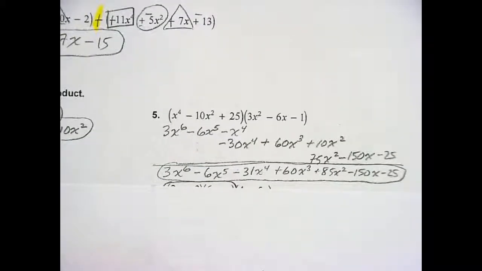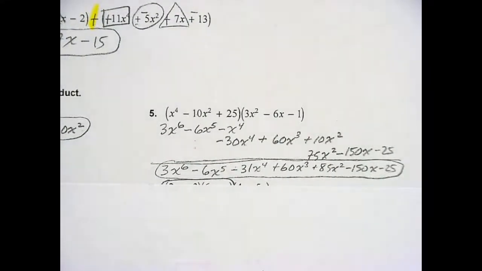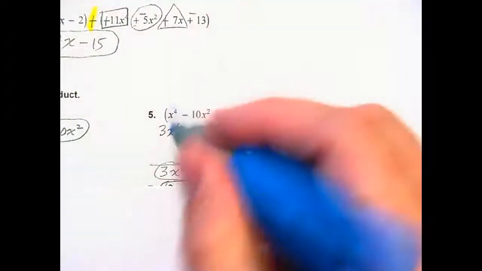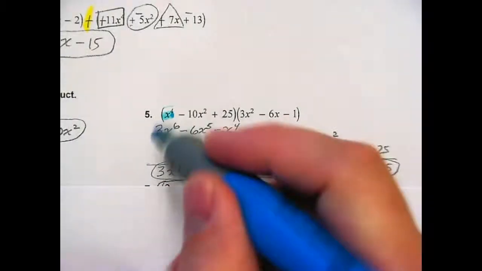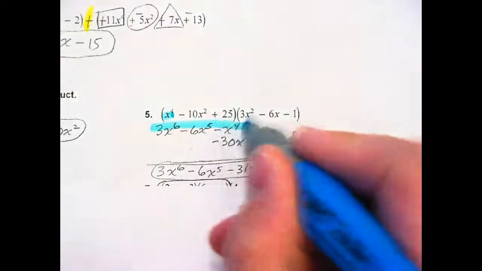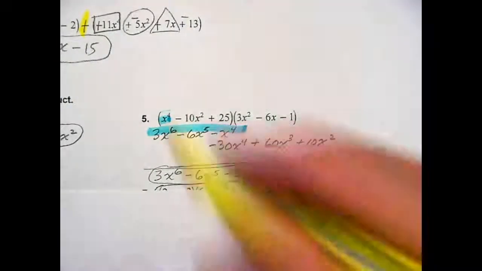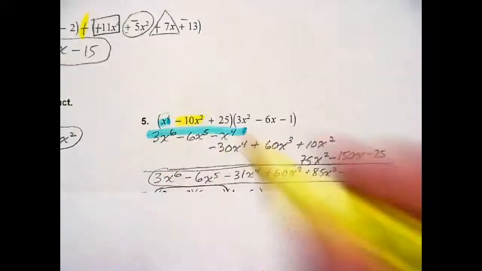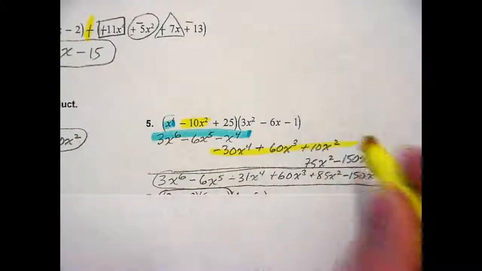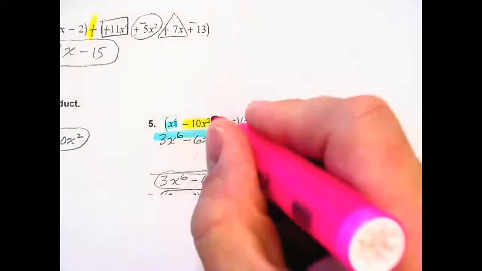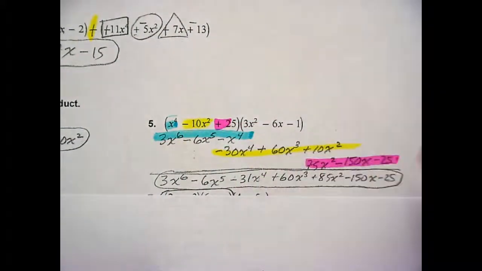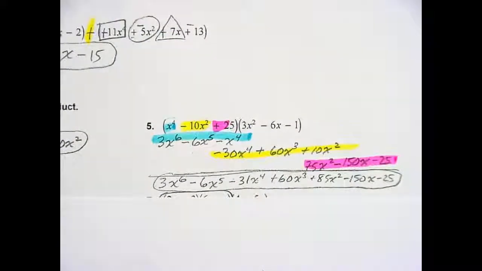Number 5, a little tougher, but if you use the distributive property, that's what I've got. The first line is when I did x to the 4th. The second line, so that would have given me this right here. The second line is when I multiplied by negative 10, x squared. And the third line would have been when I multiplied by 25. Looking at those colors, I know you guys see those colors.